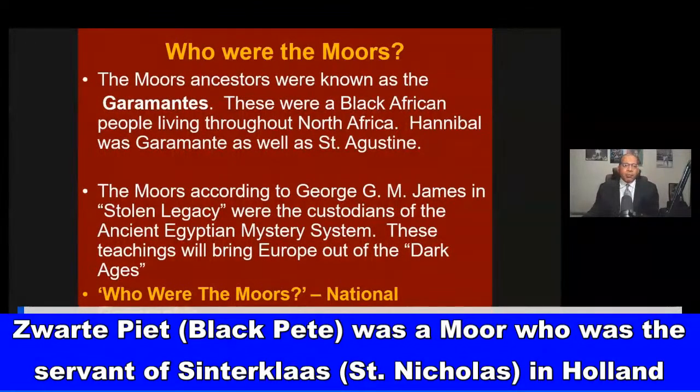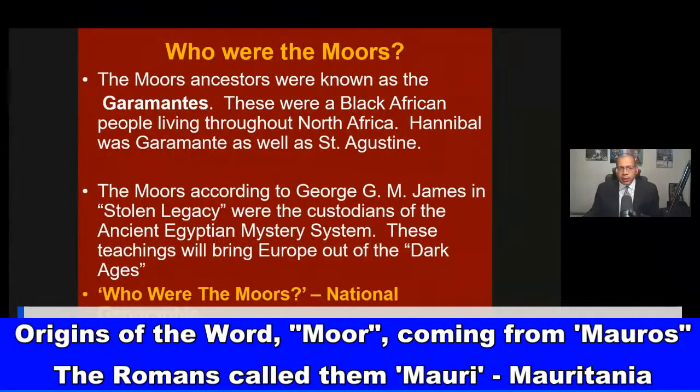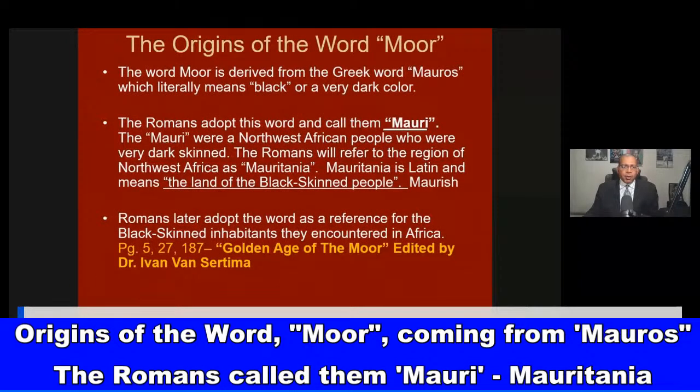These were a Black African people living throughout North Africa. Hannibal Barca was Garamanti, as well as St. Augustine. The Moors, according to George G.M. James in the book Stolen Legacy, were the custodians of the ancient Egyptian mystery system. These teachings will bring Europe out of the Dark Ages.